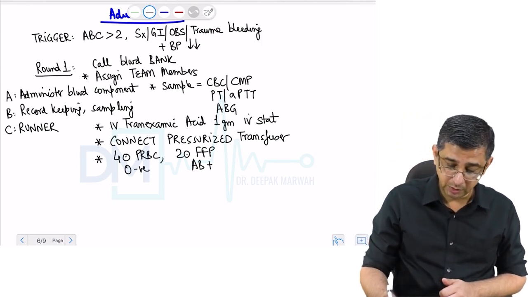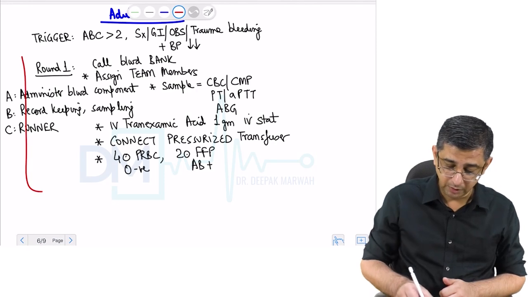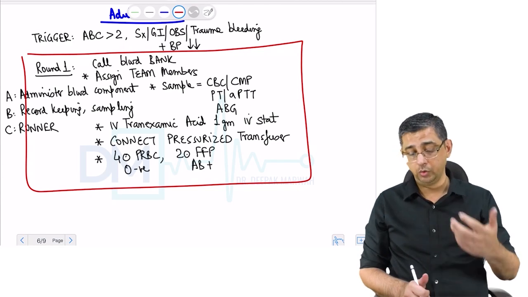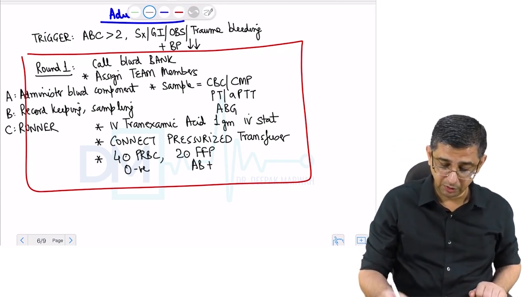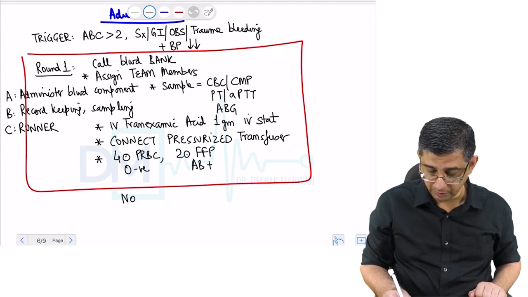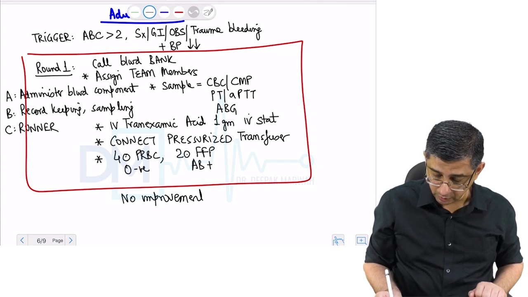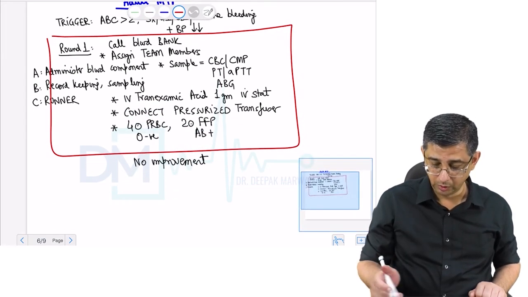I will reassess the patient at the end of round 1. On reassessing, if he improves, great. Otherwise, we go to round 2 in the patient. So assuming there is no improvement in the patient, he's still pouring buckets of blood, he's still bleeding, in those circumstances, I will next go to round 2 in the patient.